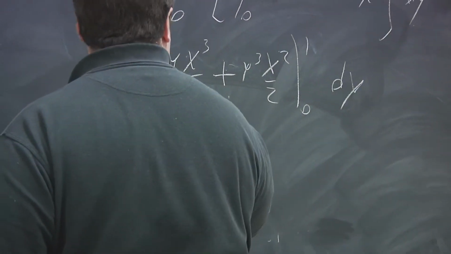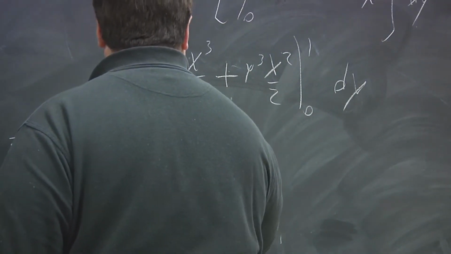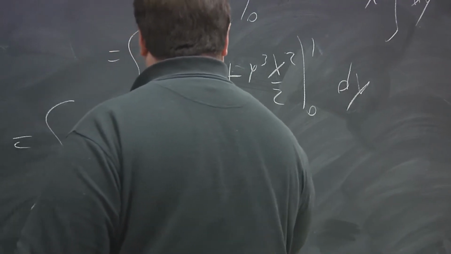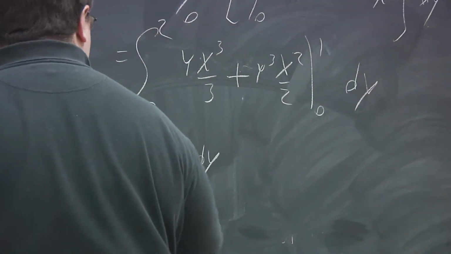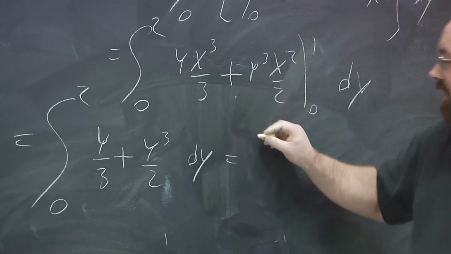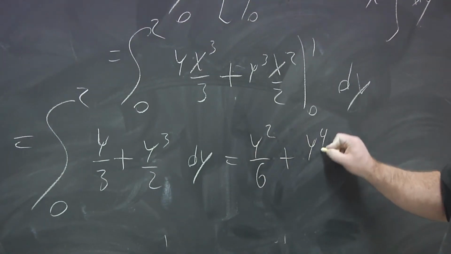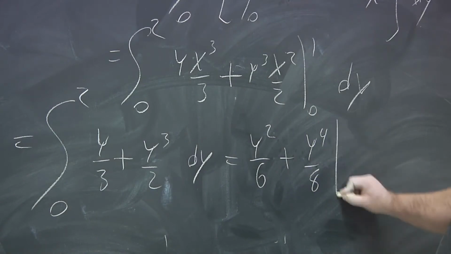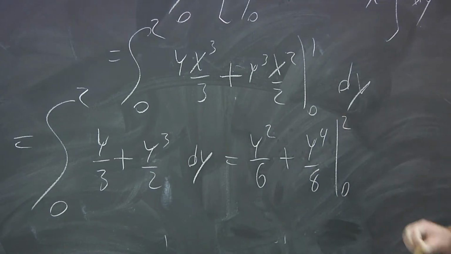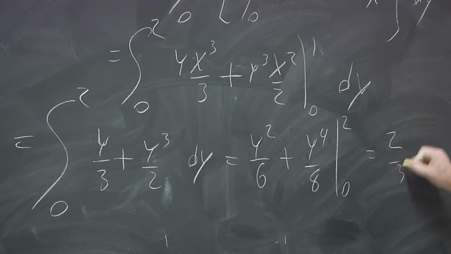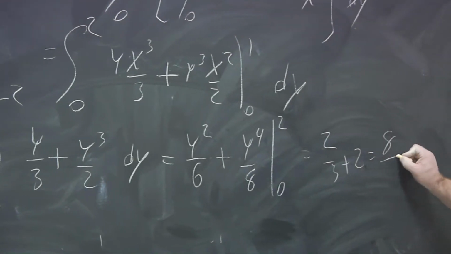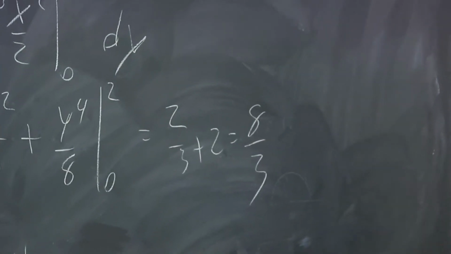y over 3 plus y cubed over 2, integrated from 0 to 2, so we get y squared over 6 plus y to the 4th over 8, evaluated at 0 and 2, 2/3 plus 2, and thankfully we get the same answer, which we should.